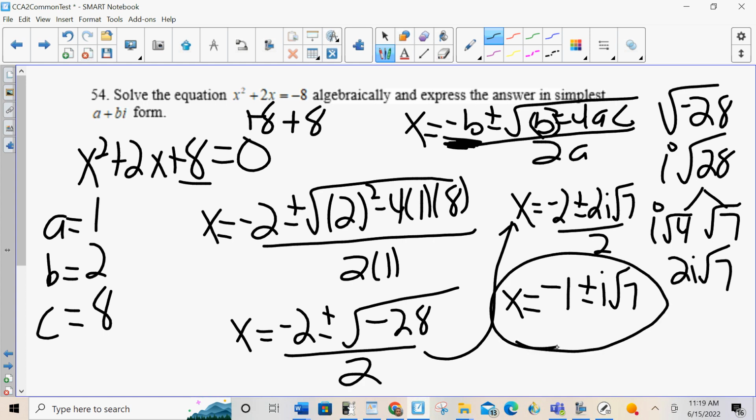And that's my answer. If it's a quadratic that doesn't factor, that's when you do the quadratic formula. Sub your values in. And again, once you get to this point, pop it off to the side and reduce the radical. At the end, if there's an i involved, you have to break it apart.